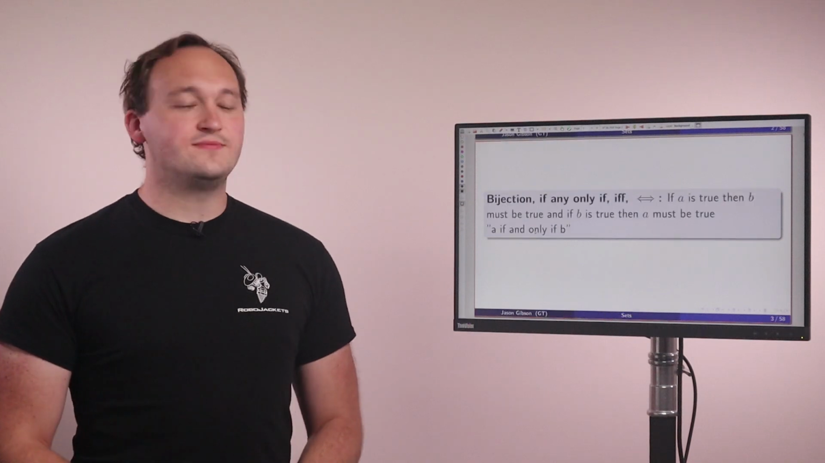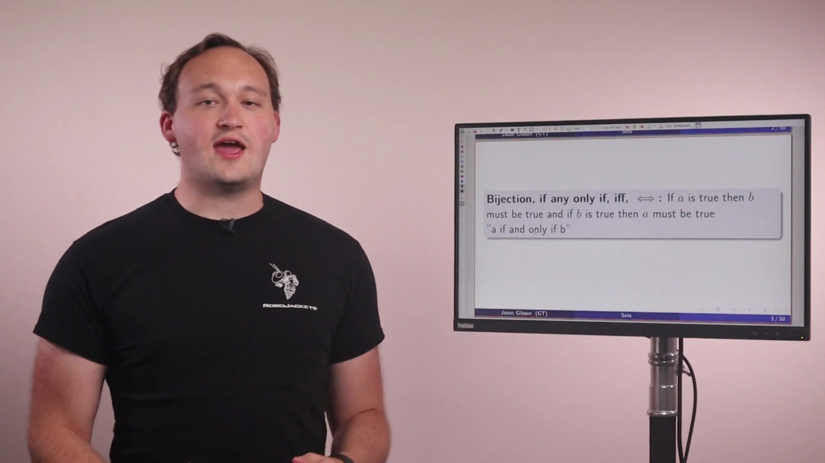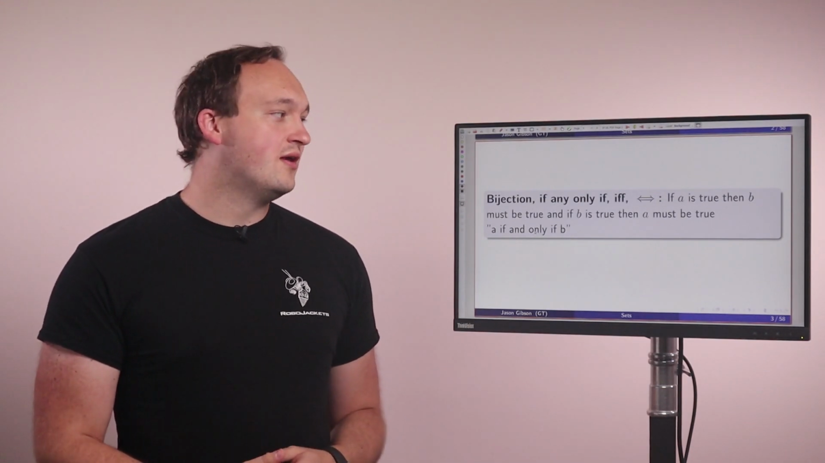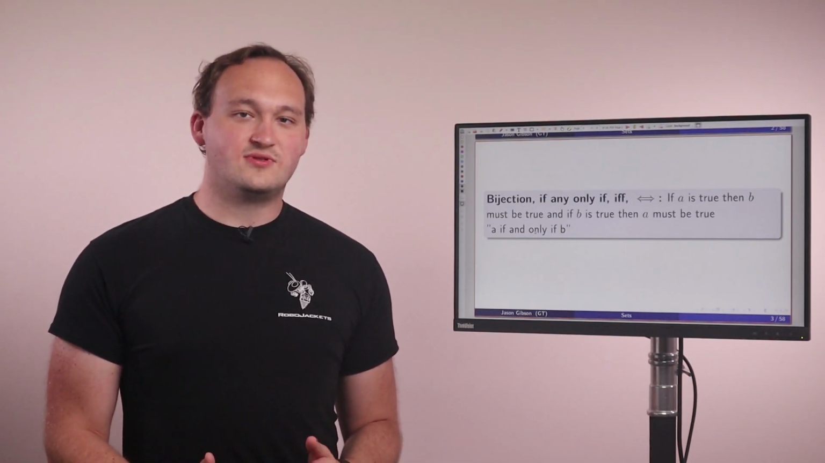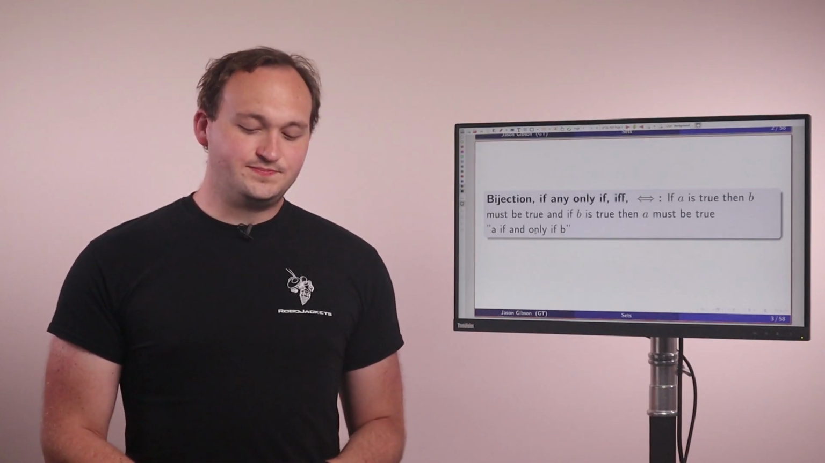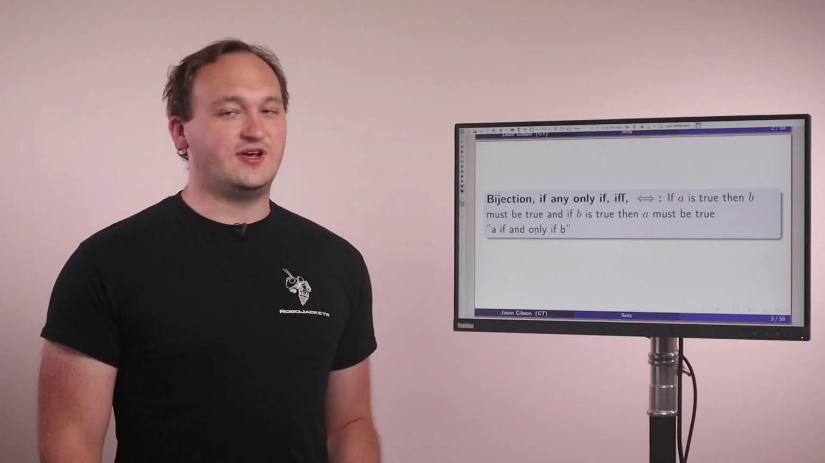There's also a bijection. It's denoted by an arrow pointing both directions, and this is often written out as if and only if, or sometimes you'll see it as IFF. And this is saying if A is true, then B is also true, and if B is true, then A is also true. We're going to show this in a little more detail when we talk about sets, but just keep this notation in mind.